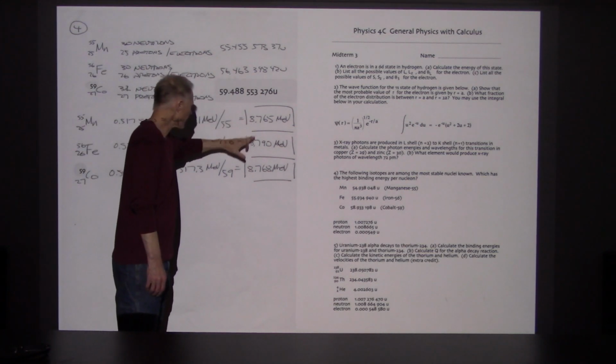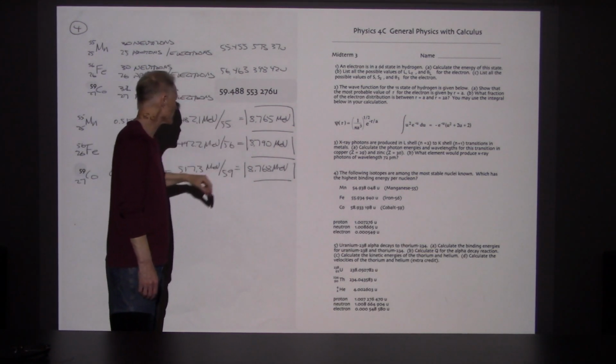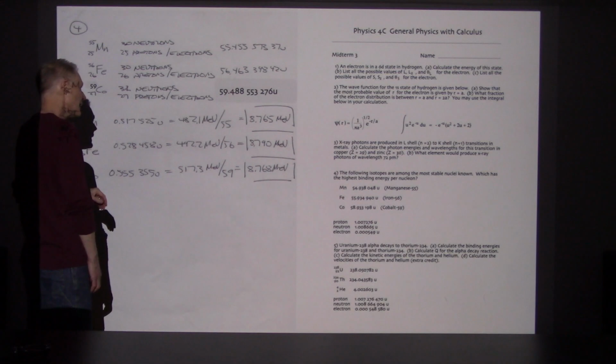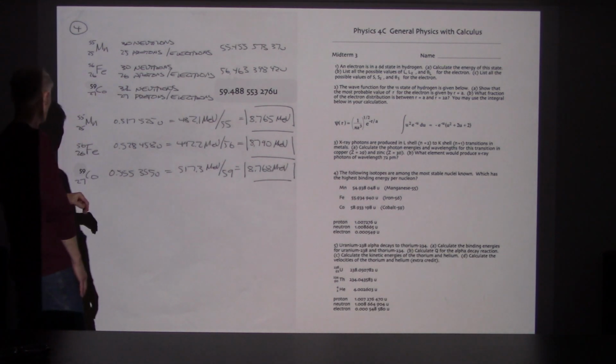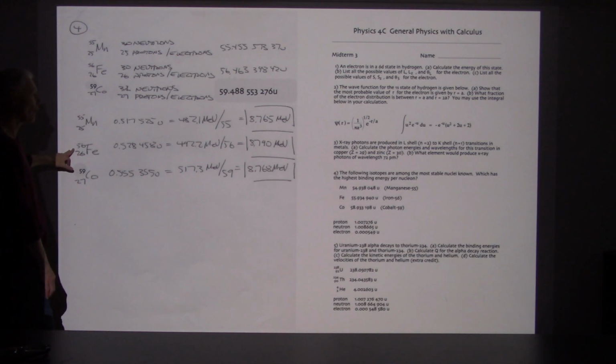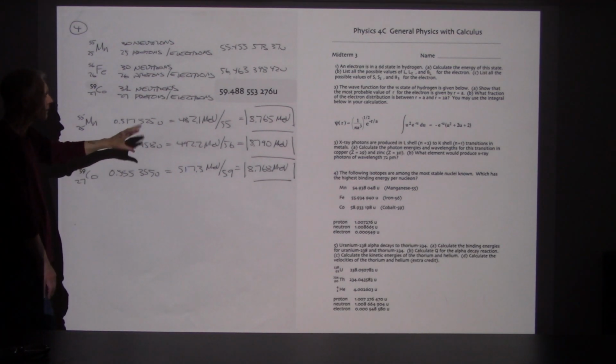And so this is where we would actually start to make comparisons. And the highest value we have here, the 8.790, came in with iron-56. Okay, so that's, you know, a little more stable.